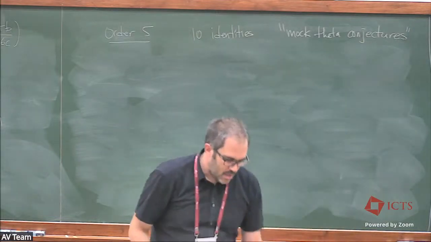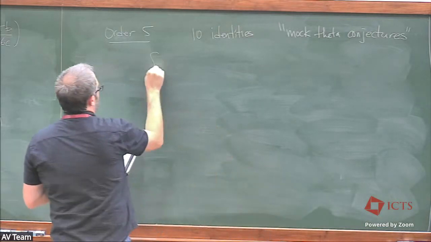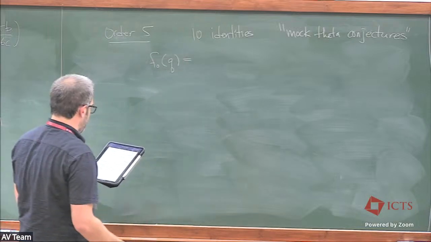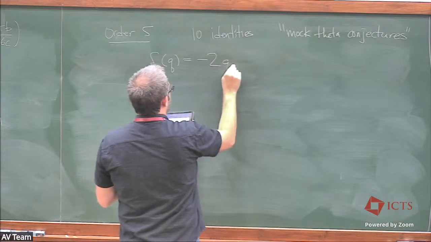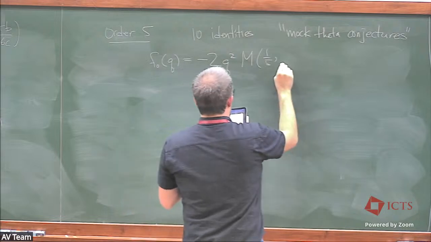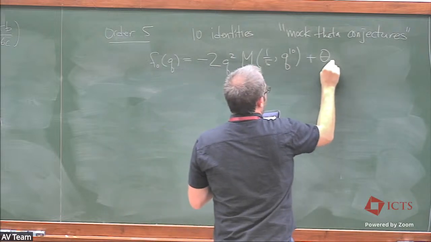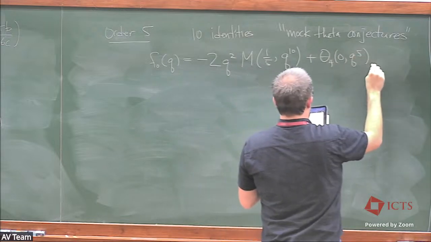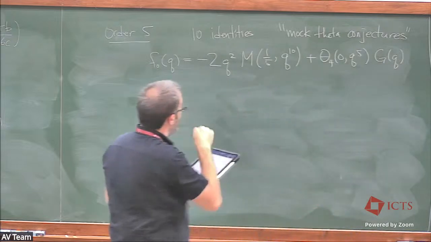Okay. Let me write down one of them for you. So I already told you what F0 of q was. That's one of the 5th order Mock theta functions. And the identity goes like this. It looks like F0(q) - 2q^2 M(1/5, q^10) = θ4(0, q) G(q), where I'm going to tell you what all of these things are in a second.